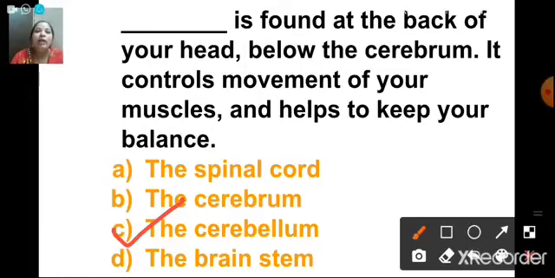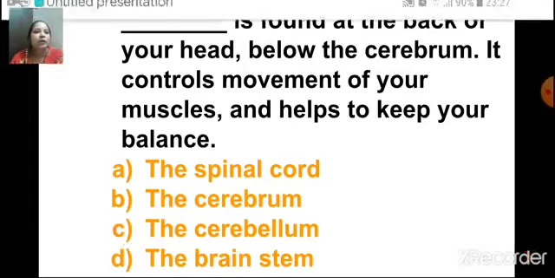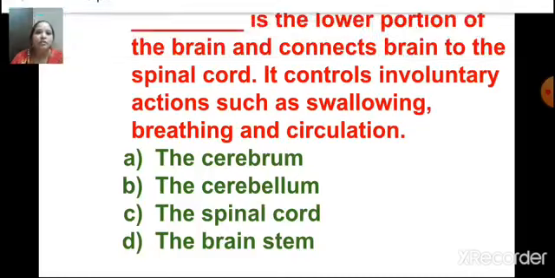Cerebellum is found at the back of your head, here. Below the cerebrum, the whole part here, that is the largest part is cerebrum. Below the cerebrum is the cerebellum. It controls movement of muscles and helps to keep your balance. Now let us see the next question.